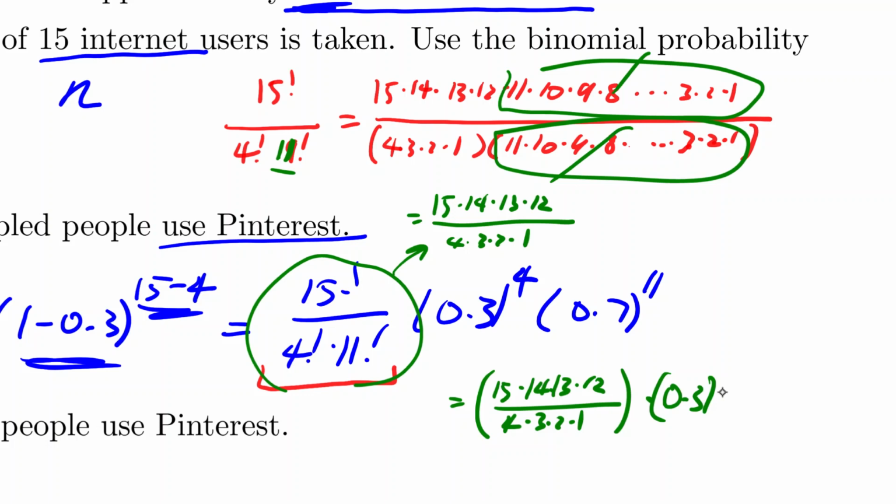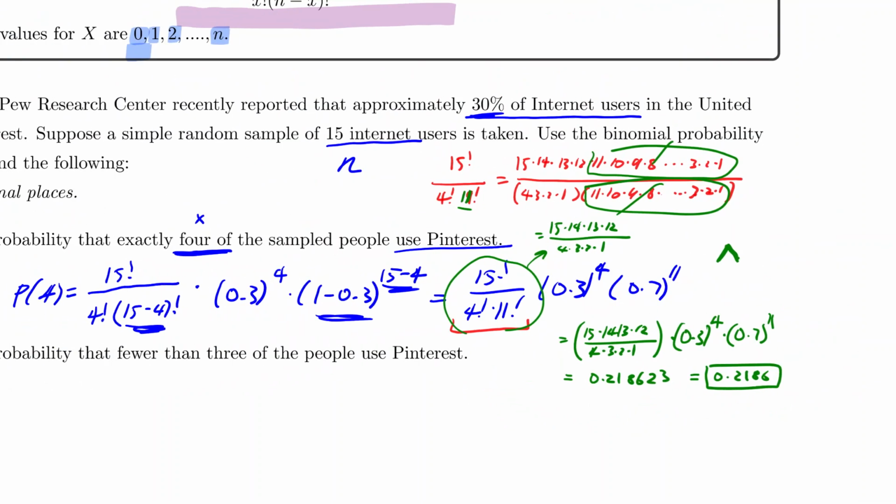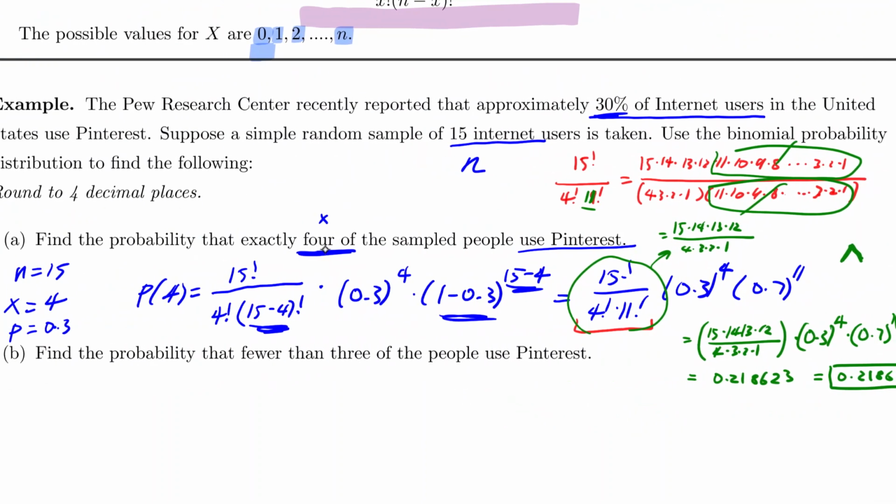The raise part is this button right here. It looks something like this in most calculators. Raised to 4th power, multiply by 0.7 raised to 11th power. And again, it's also good to keep the parentheses. If you type it in your calculator, you should get 0.2186, 2, 3, and it goes forever. But since we're rounding to 4 decimal places, our answer is 0.2186. So what does this mean? This means that the probability of exactly 4 people who are using Pinterest is 0.2186.